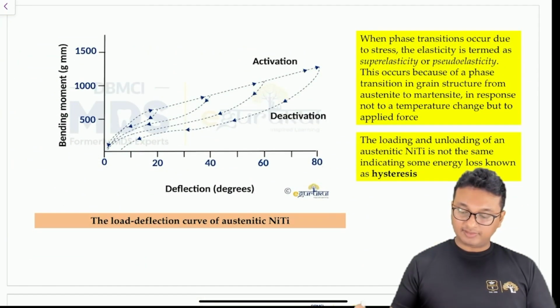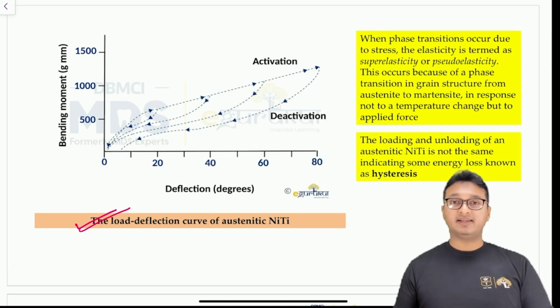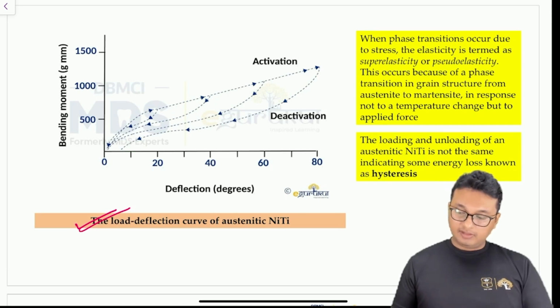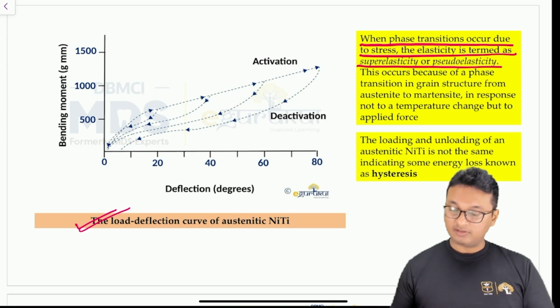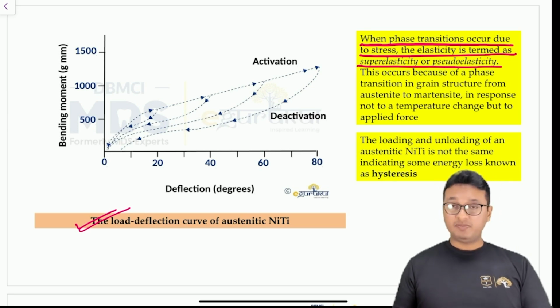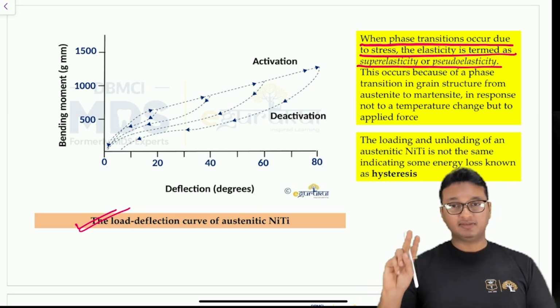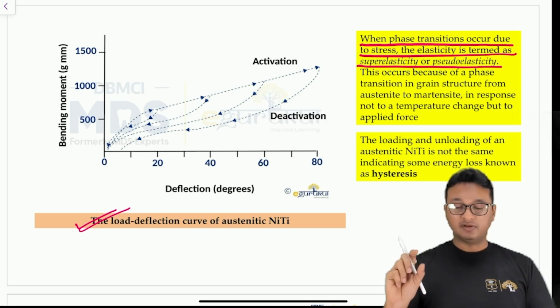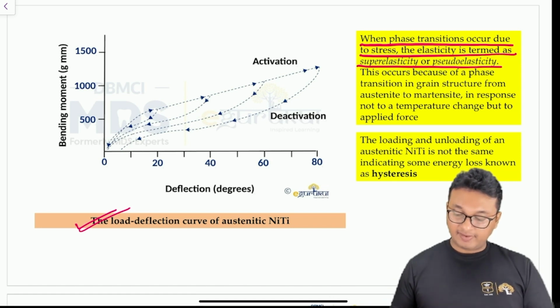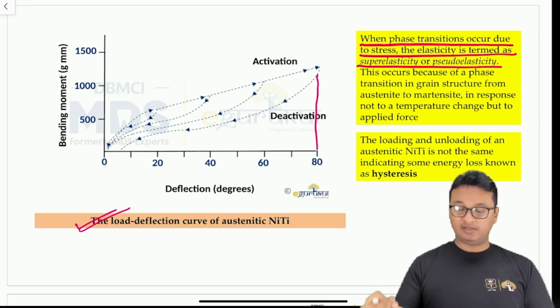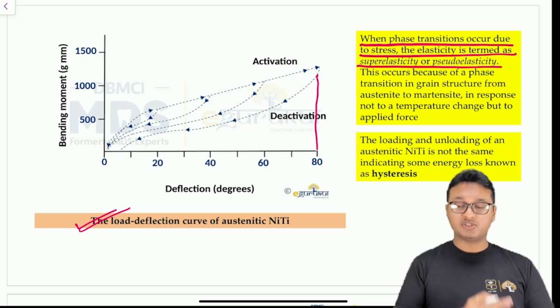Now this graph shows the load deflection curve of the austenitic NiTi wire. Now what is happening? In this case, you can see when phase transition occurs due to stress, the elasticity is termed superelasticity or pseudoelasticity. Now, as I said earlier, shape memory and superelasticity are two unique properties specifically reserved for NiTi arch wires, right? So when you are activating the arch wire, it is activated up to say 80 degrees, and then you deactivate it. You just leave the wire to come back to its original configuration gradually with time.